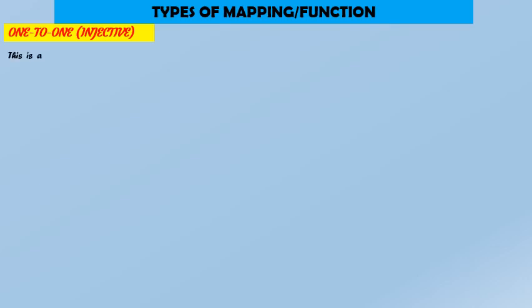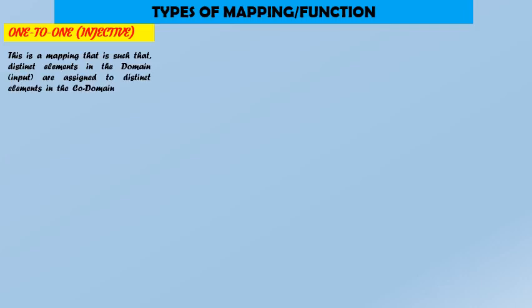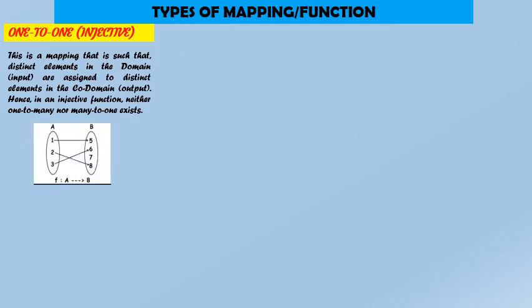Let's see. This is a mapping that is such that distinct elements in the domain, that is in the inputs, are assigned to distinct elements in the co-domain, that is the outputs. Hence, in an injective function, neither one-to-many nor many-to-one exists. What do we mean by this? To understand this better, let me give an example, that is a pictorial illustration to explain what this is all about. So look at this mapping, the association between set A and B represented in this diagram. So let's use it to explain what is meant by one-to-one.